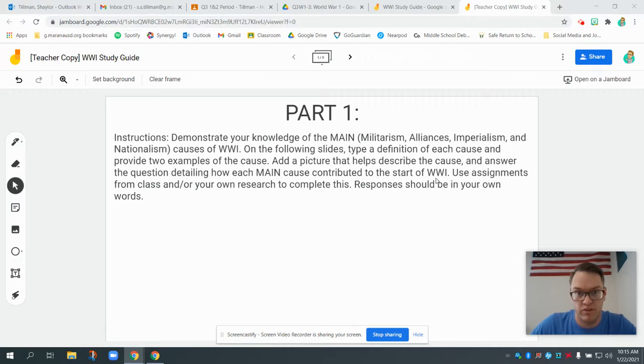I have way overused the word cause in this paragraph. I may revise it here in a moment, so I apologize for the repetition there. Always proofread your work, students.